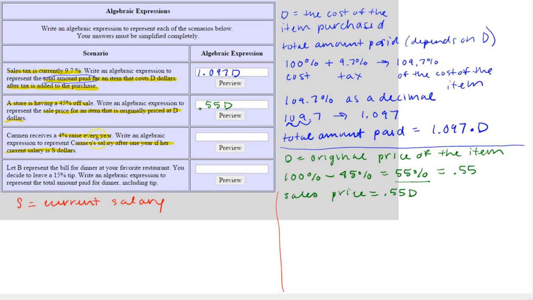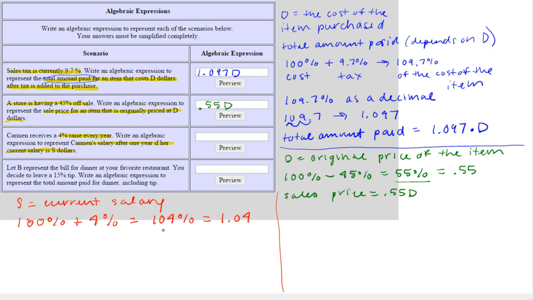And so this is really similar to the tax situation. She gets 100% of her salary, but the following year they're going to add on 4% of her salary, which is going to be a total of 104% of her salary. So the following year, she gets 104% of her current salary. Well, writing this as a decimal is 1.04. Just move the decimal over 2 places.